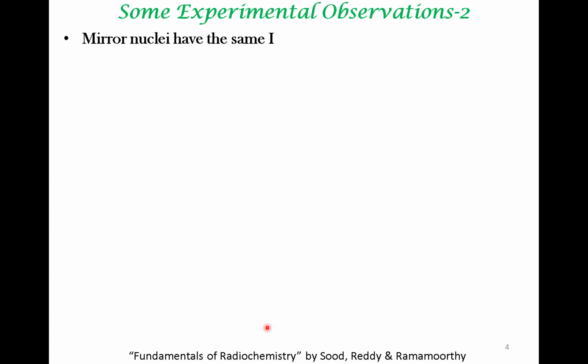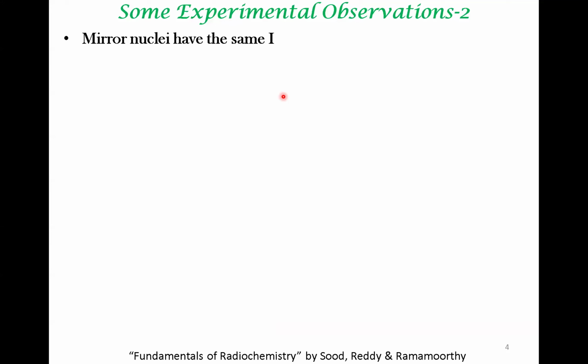Mirror nuclei. What do you mean by mirror nuclei? Suppose all the neutrons in the nucleus are replaced by protons, and all the protons are replaced by neutrons. That is the way you build a mirror nucleus. If you have, let's say, 7 neutrons and 8 protons, you build a mirror nucleus with 7 protons and 8 neutrons. So 7 8 becomes 8 7. And when you build a mirror nucleus, it has the same magnetic quantum numbers, which we have talked about in the previous lecture.